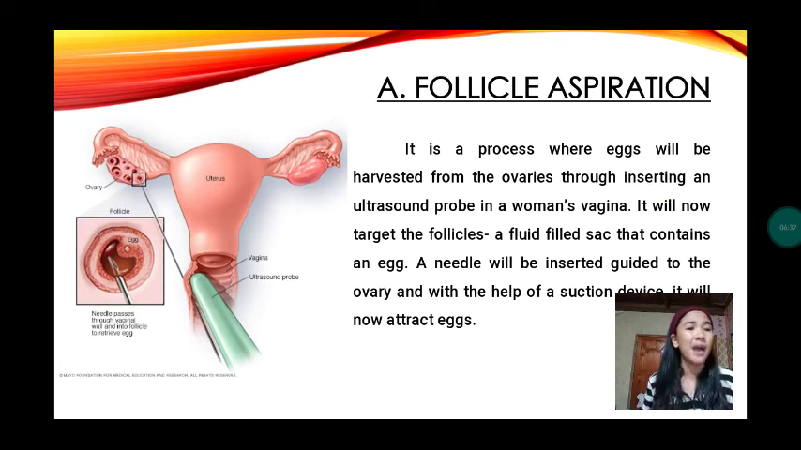So now let's talk about follicle aspiration. It is a process where eggs are harvested from the ovaries by inserting an ultrasound probe in a woman's vagina. It will target the follicle, which is a fluid-filled sac that contains an egg. A needle will be inserted, guided to the ovary, and with the help of a suction device, it will draw out the eggs.